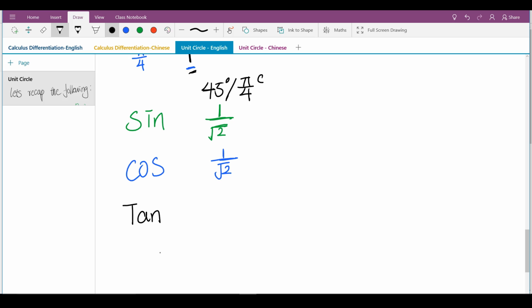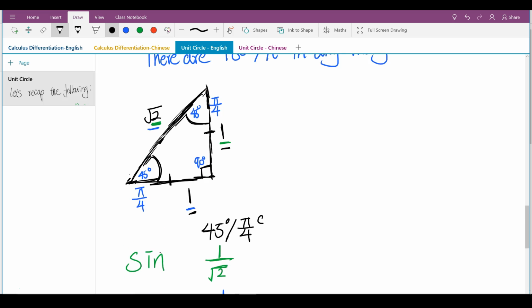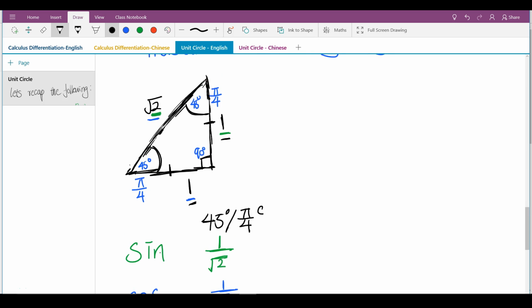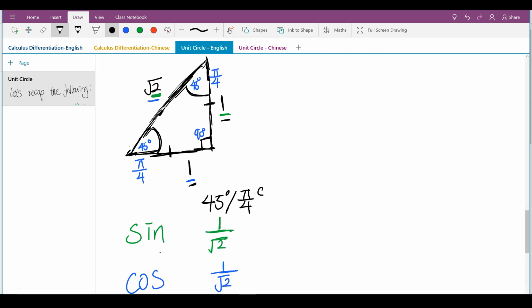But we can also look at the values. We know that tan theta is equal to sine theta over cosine theta. Sine theta is 1 over root 2, and cosine theta is 1 over root 2. So sine theta divided by cosine theta is 1 over root 2 divided by 1 over root 2. We literally divide the same thing by itself, so of course it gives you 1. So this particular isosceles triangle will help us find the exact values of 45 degree angles.